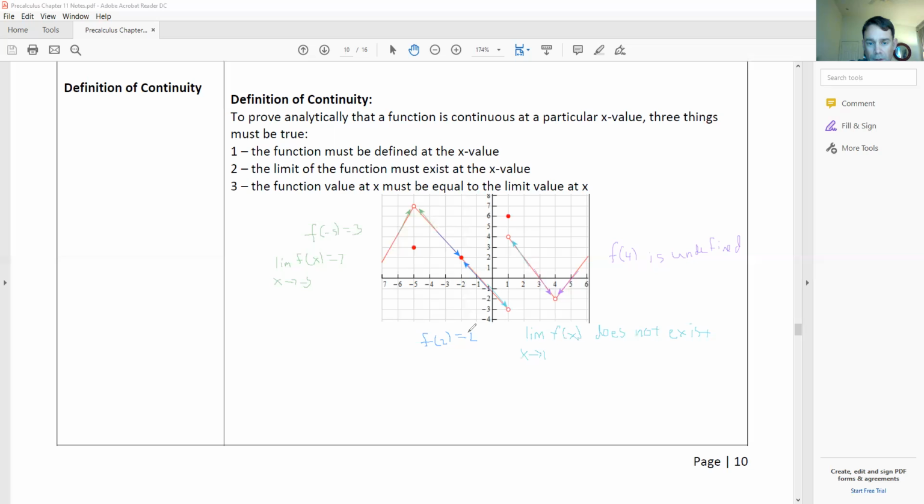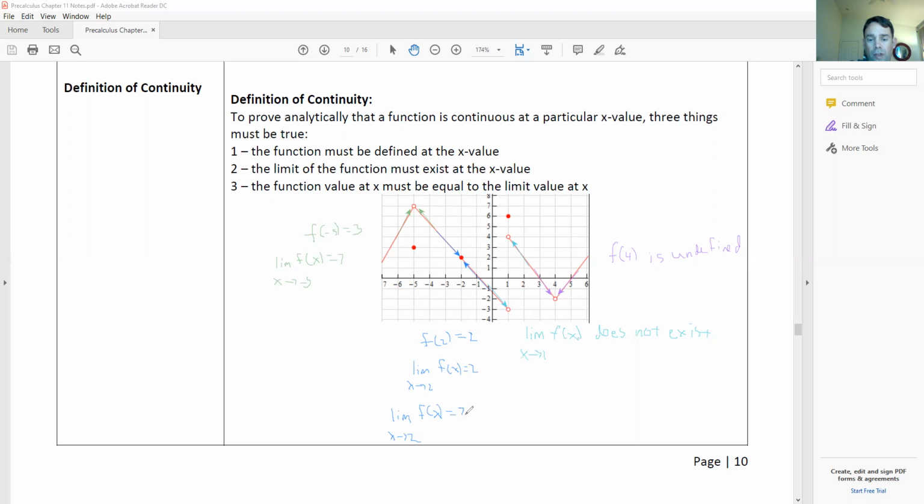Again, f of 2 is 2, so the function is defined. The limit as x approaches 2 of f of x equals 2. So the limit exists, and on top of that, the limit value has to be equal to the function value in order for it to be continuous at that point.